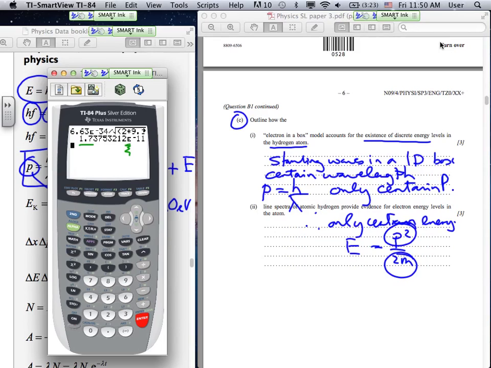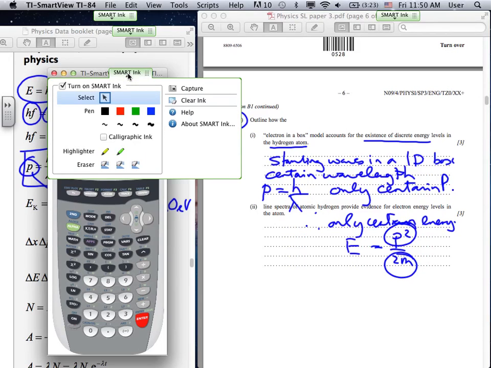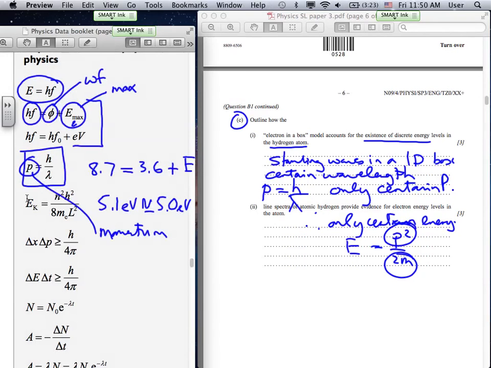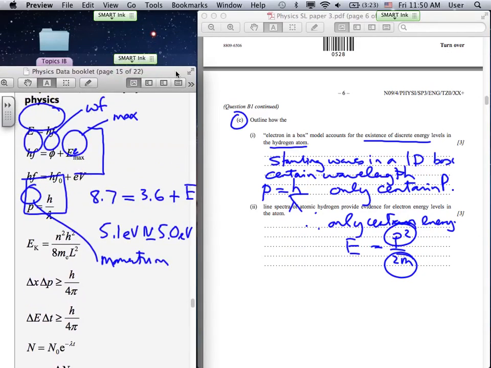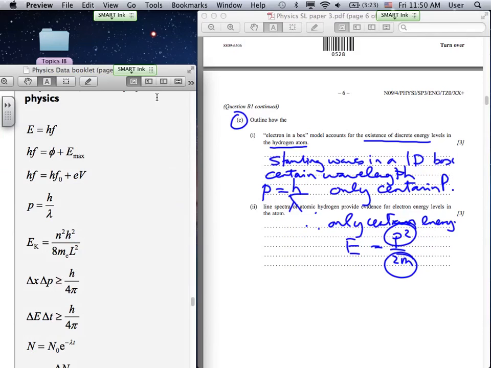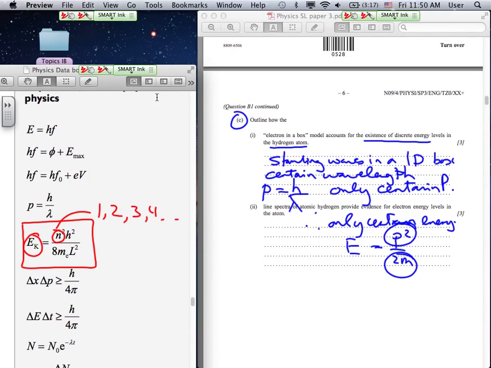Now this formula over here, if I just close this, clear ink, go here, just clear that also. This formula over here shows that your kinetic energy, this comes from your electron box model, but your n here, this n, are your natural numbers, 1, 2, 3, 4, and so forth. And because they're your natural numbers, you're going to get only specific energies that are coming out.